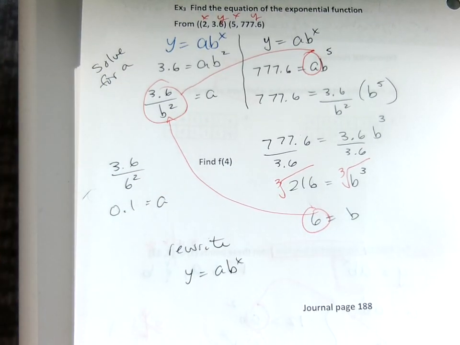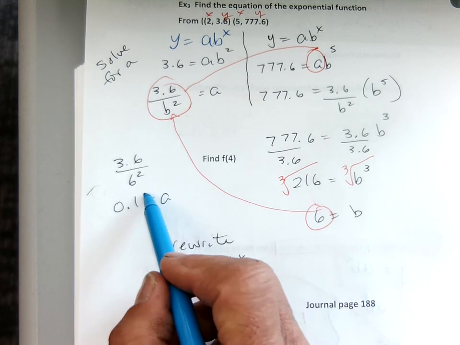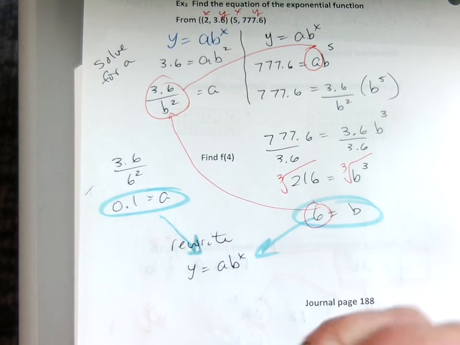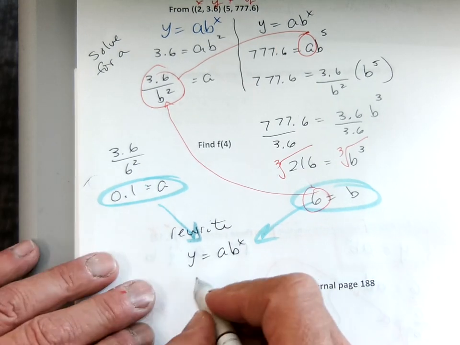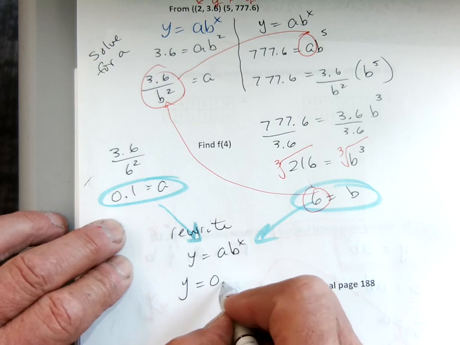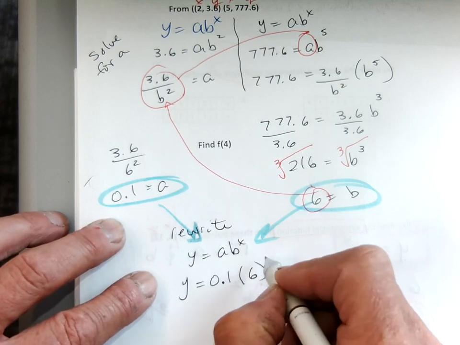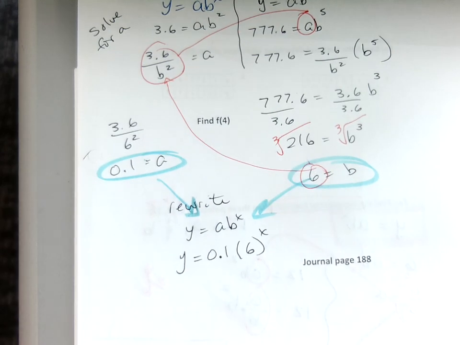Now I can rewrite it. I know the value of a. I know the value of b. I'm going to put them both into my equation, right? I'll rewrite this as y equals 0.1 times 6 to the x power. Now there's one more question, and that is to find f of 4.